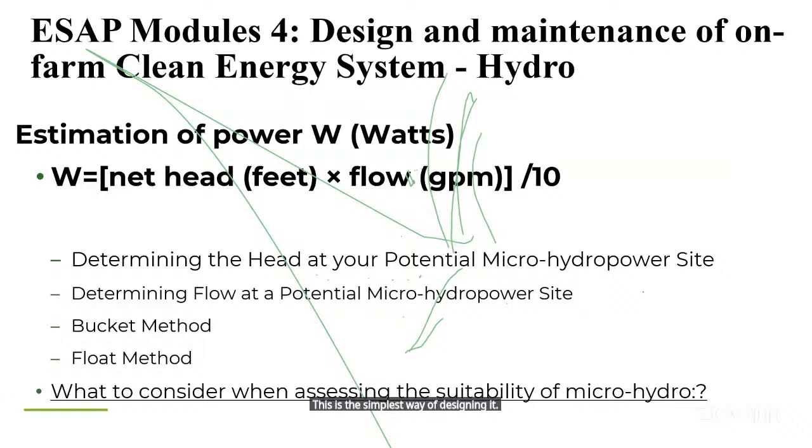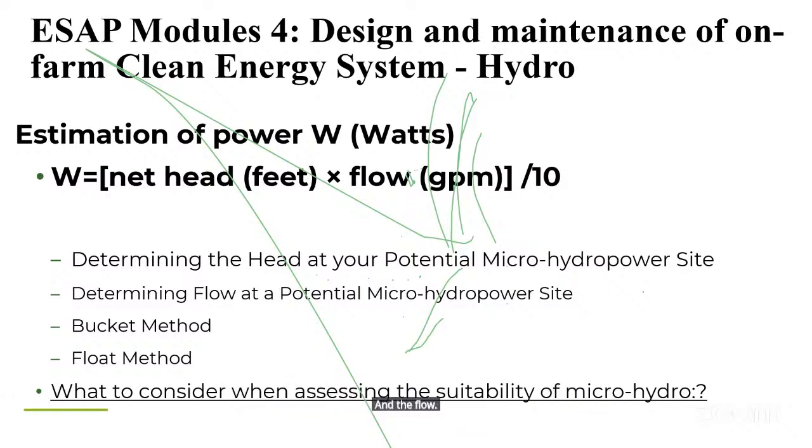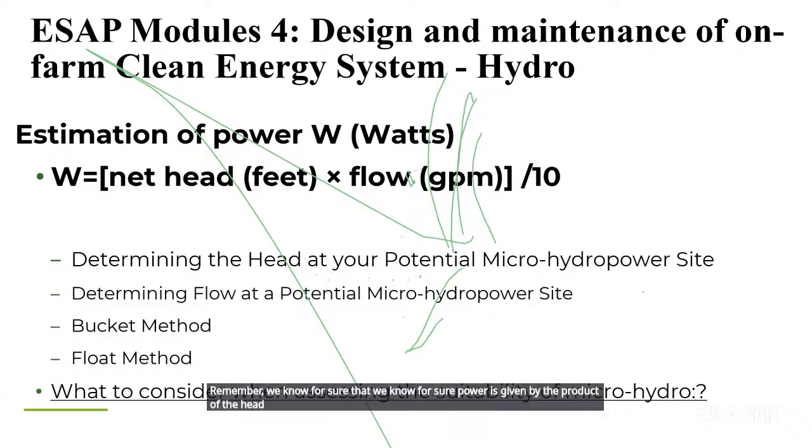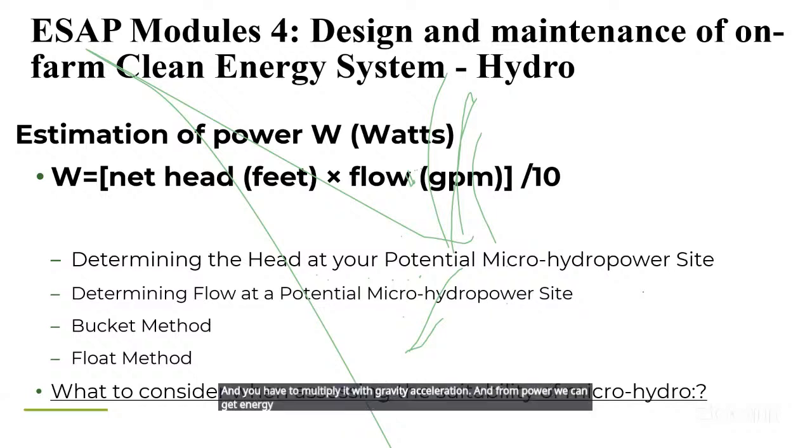But keep in mind that you have 2 parameters. The head should be there and the flow. So how to estimate the power? Remember, we know for sure that power is given by the product of the head and the flow, and you have to multiply it by the gravity acceleration. And from power, we can get energy, by multiplying power by the time you are using it.